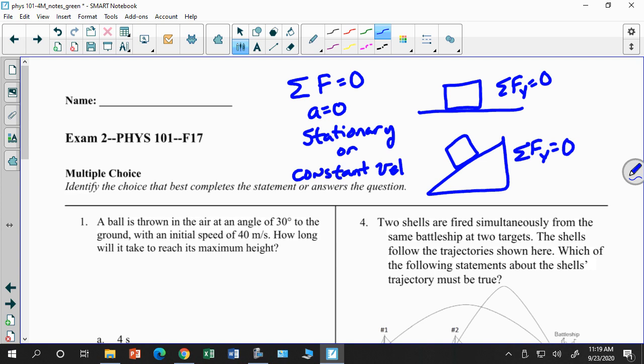Now, we do have some scenarios where the sum of the forces in the y direction is not 0, like with the elevator. When it's moving up and down, those are non-zero sums of forces. And in these cases, our x forces can be non-zero too if it's accelerating in one direction or the other.